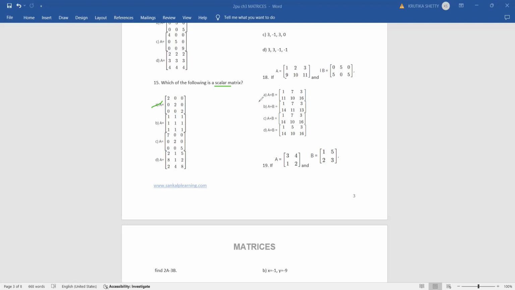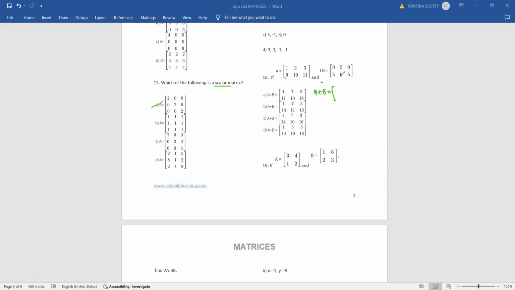They are saying A plus B and A minus B. So we will try to calculate A plus B. See, A plus B will be equal to, just go on adding the corresponding elements. The first element of matrix A with the first element of matrix B, we need to add.